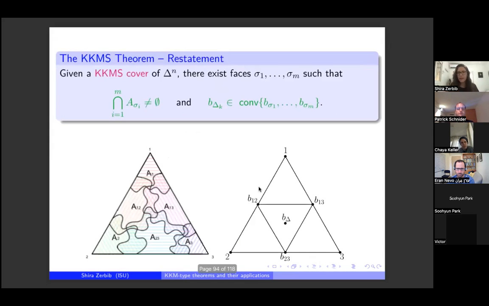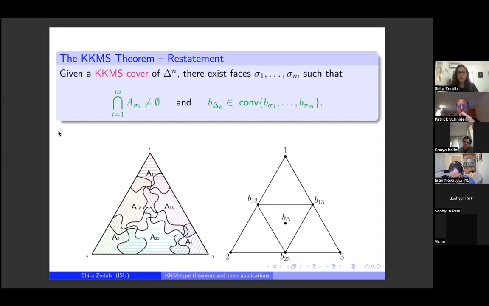And formally, we can say that faces sigma 1 to sigma m are balanced if the barycenter of delta is in the convex hull of their corresponding barycenters. So here in this example that we had before, we see that A12, A13, and A23 intersect. And I claim that 12, 13, and 23 are balanced, because the barycenter of delta is in the convex hull of their barycenters.